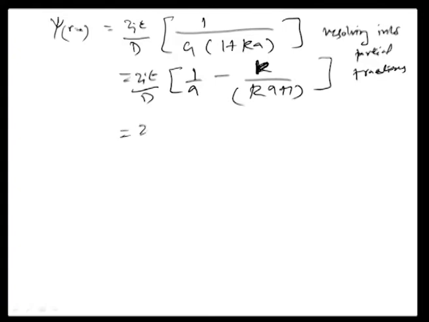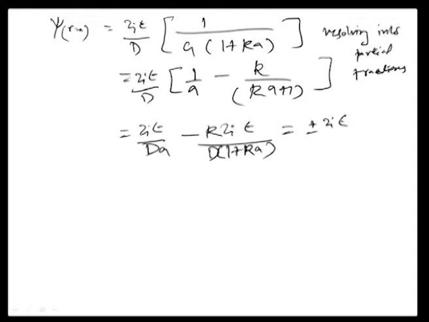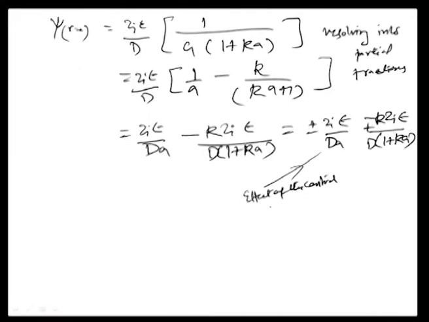And we can represent this as zie by dA minus k times zie by d times (1 plus kA). And this can further be expressed as plus/minus zie by dA, minus/plus, depending on the value of the charge, k zie by d times (1 plus ka). Okay. So, just by the look of it, it appears as if this can be the effect of the central positive ion. Okay.